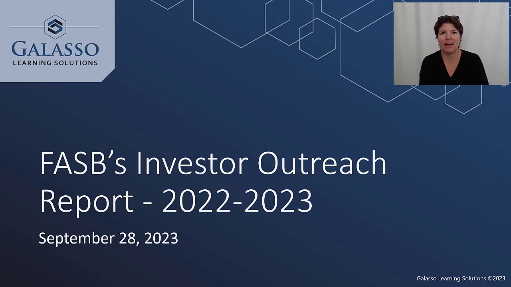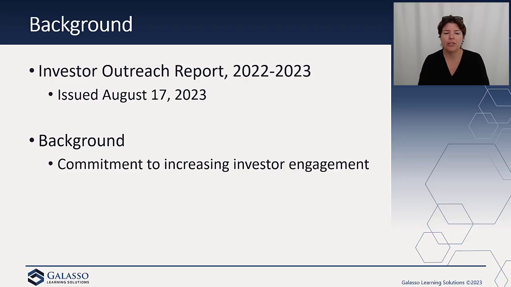Obviously, I sit on the Not-for-Profit Advisory Committee for the FASB, and we give updates on what's going on in those areas. But we also want to talk a little bit about what's going on on the investor side. The FASB issues a report typically on an annual basis to provide a little bit of an update on what's going on here. So the 2022-2023 report was issued in August of 2023.